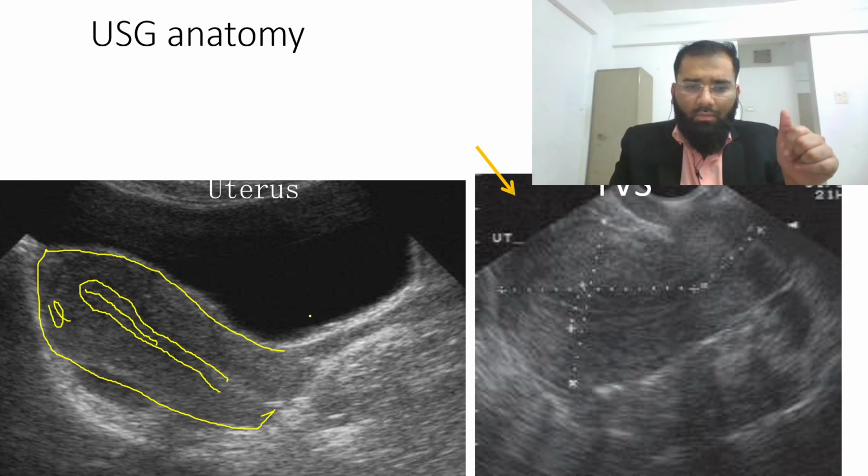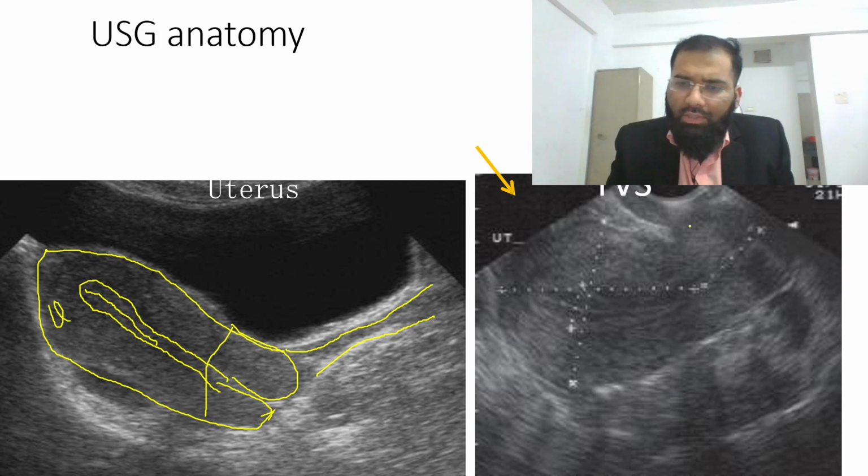Now this portion is the cervix, and this is the vagina. So you can see this is the uterus, the cervix, the vagina. This is a transabdominal scan. Now, if you know the transabdominal scan, the transvaginal scan also becomes easy.